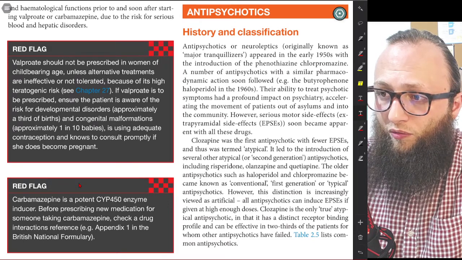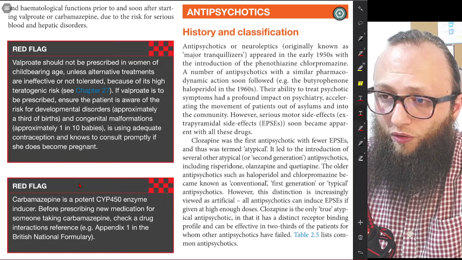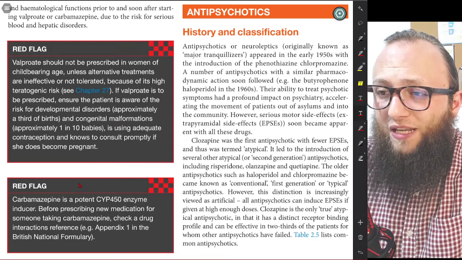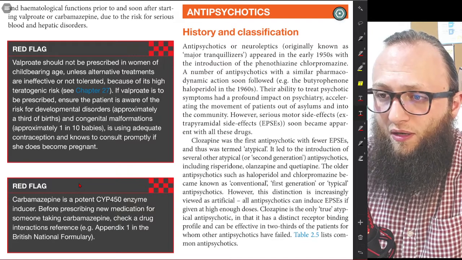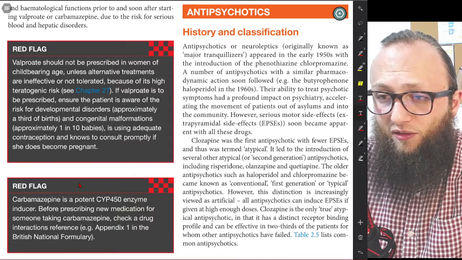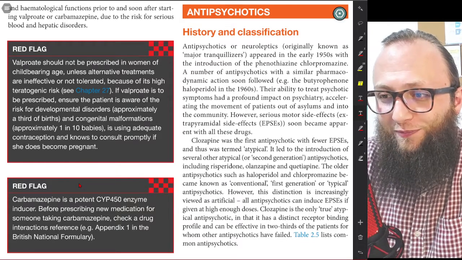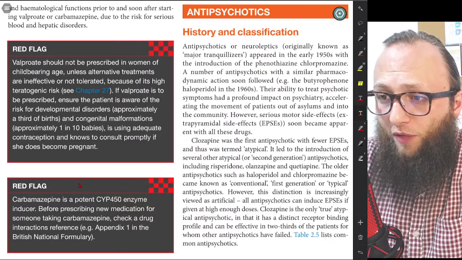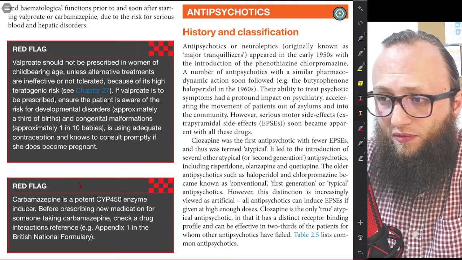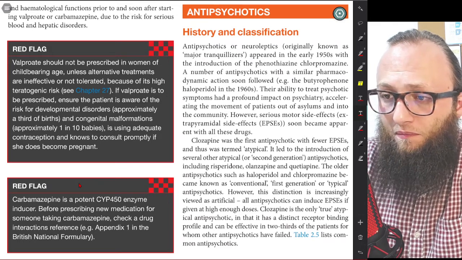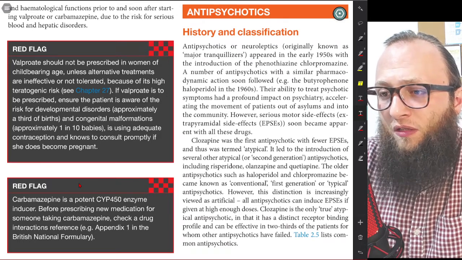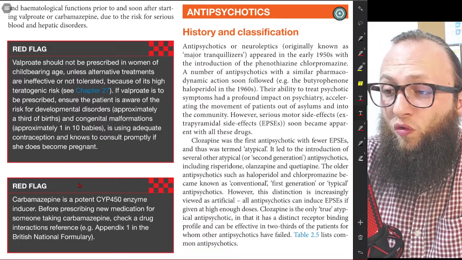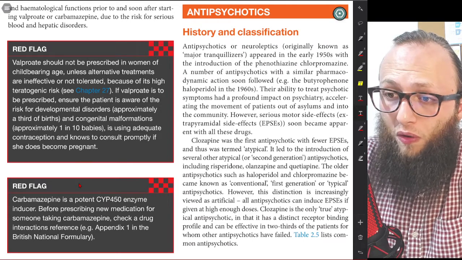The butyrophenone, haloperidol, in the 1960s. Their ability to treat psychotic symptoms had a profound impact on psychiatry, of course, accelerating the movement of patients out of asylums and into the community. However, serious motor side effects, extrapyramidal side effects, soon became apparent with all these drugs.